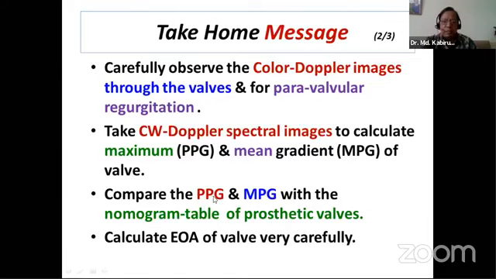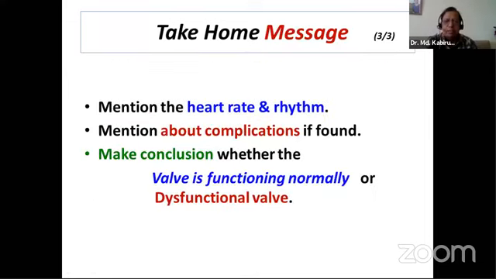Compare the peak pressure gradient and mean pressure gradient with the nomogram table of the prosthetic valve. Calculate the effective orifice area of the valve very carefully. And mention the heart rate and rhythm. Mention the complications if found, and make a conclusion whether the valve is functioning normally or there is a dysfunctional valve.